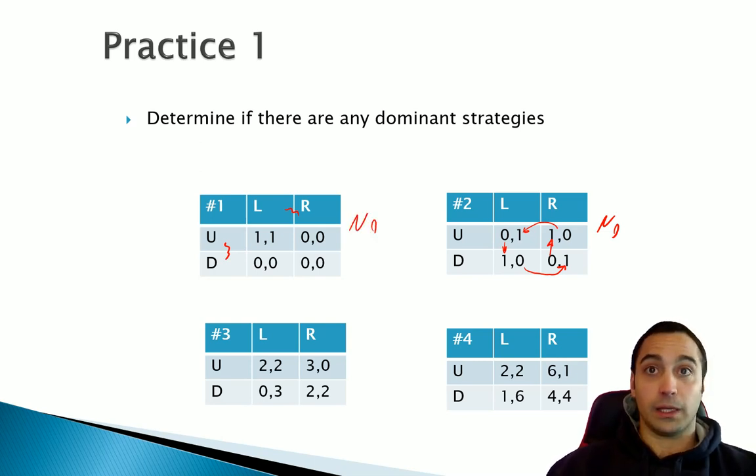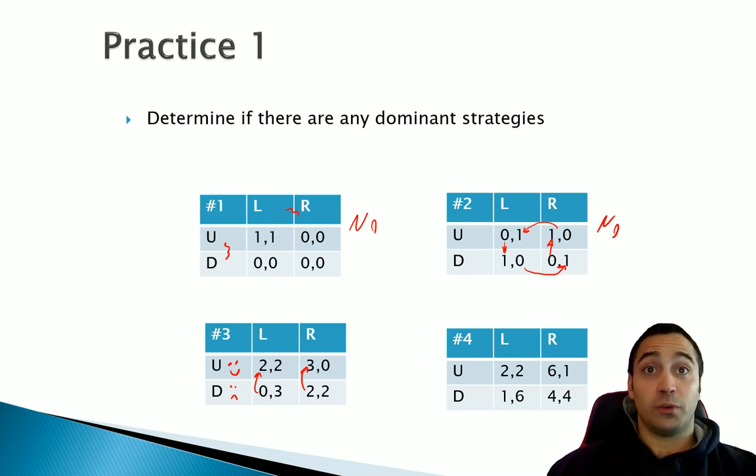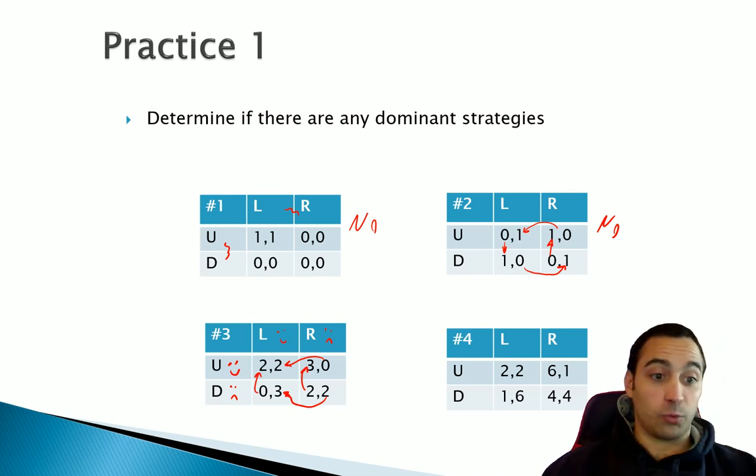Let's move to number 3. You'll note that if player 1 plays up, they either get 2 instead of 0 or 3 instead of 2. That looks to me like up is a dominant strategy and down is a dominated strategy. Looking at player 2, 2 is greater than 0 and 3 is greater than 2. That means left appears to be a dominant strategy and right appears to be a dominated strategy. Whew. Last one. If we look for player 1, 2 beats 1, 6 beats 4.